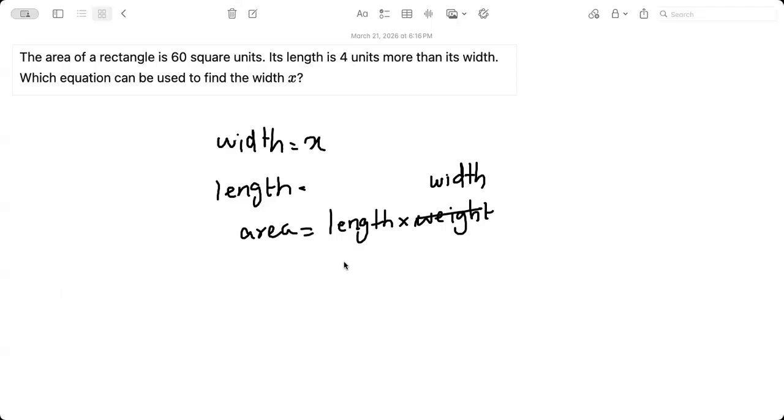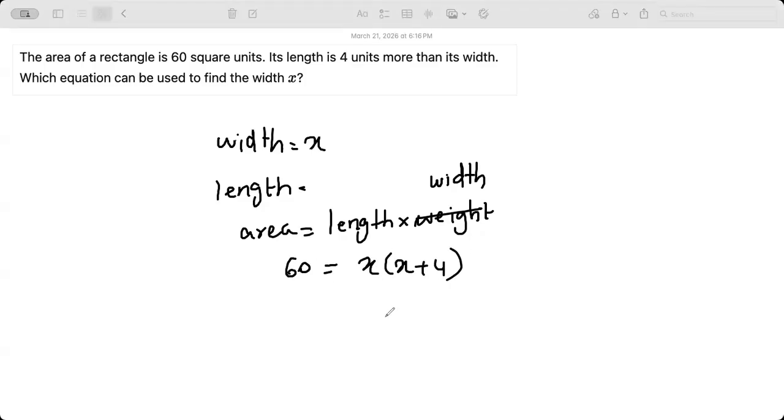I got 60 is equal to X times X plus 4. Now multiply it inside. X square plus 4x minus 60 equal to 0. Correct? But after this, how do you solve this? You have to solve for x, right? Can I help you with that? Yes, please. See, here you have achieved the standard form, right?